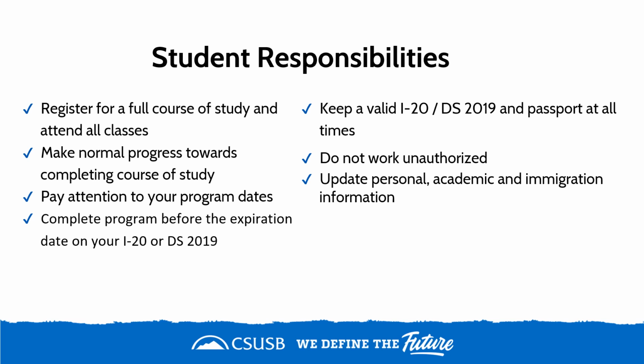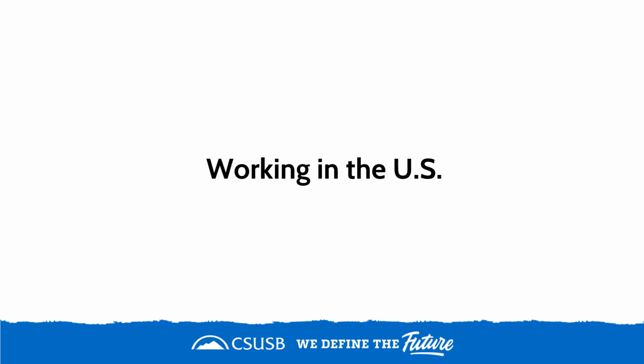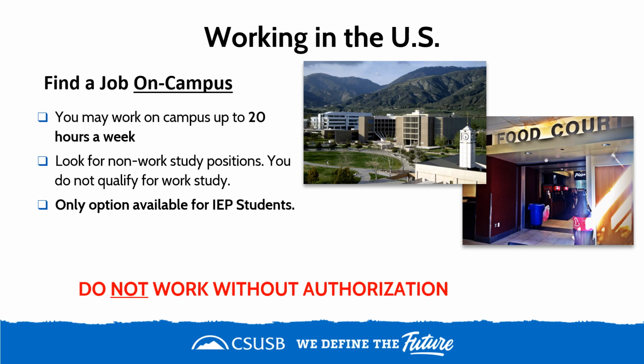Please know that although you cannot work in the US without authorization, there are some options available if you need to engage in employment. One of the options available to certain students is on-campus employment. Most students can work up to but no more than 20 hours per week in an on-campus job. Consult with the Career Center and look for non-work study positions. Those positions do not qualify for this type of work authorization. Note that IEP students are not allowed to engage in other types of work authorization.